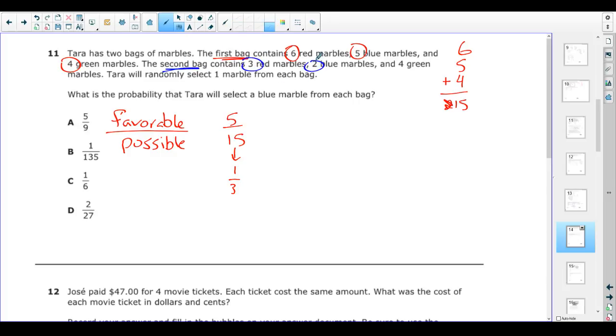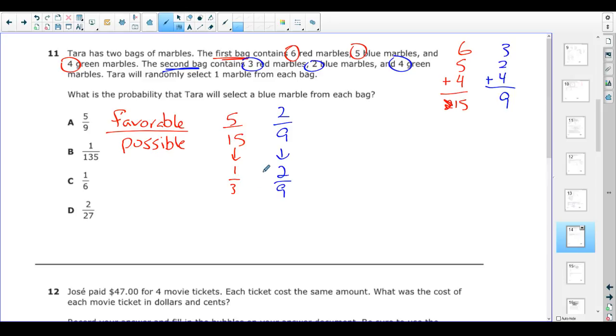It has 3 red, 2 blue, 4 green. We do the same thing. So 3, 2, and 4 adds up to 9. The second bag has 9 marbles in it, and of those 9, 2 are blue. I can't simplify 9, so I just leave it the way it is.